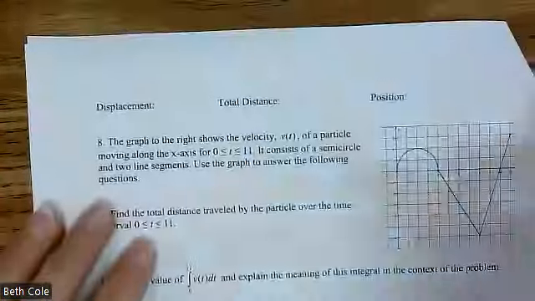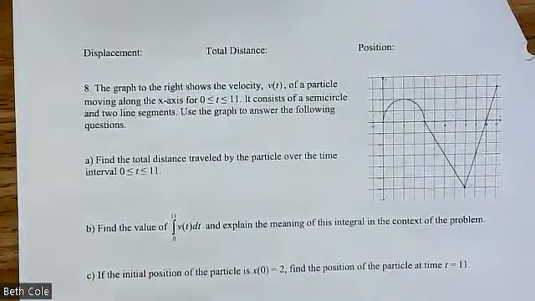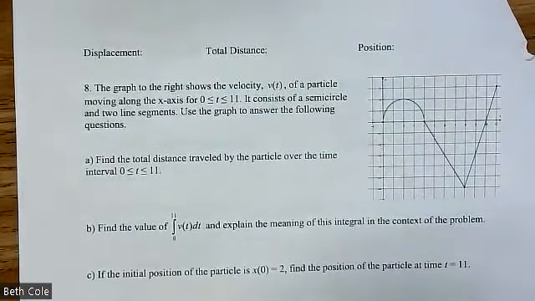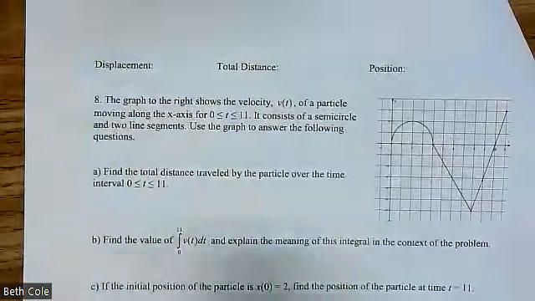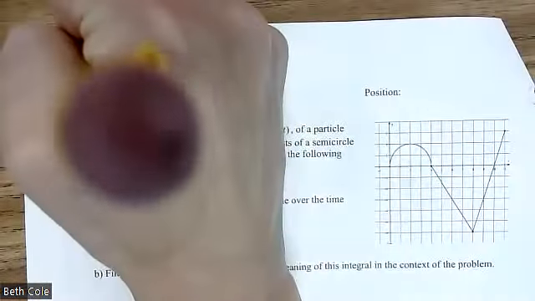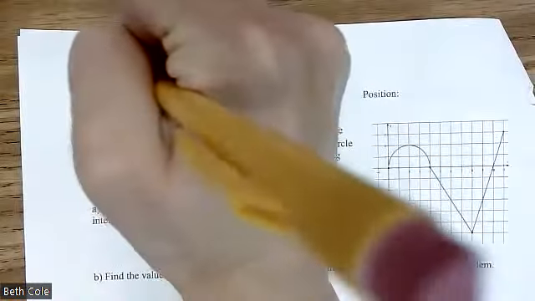Okay, here's where we get into what's technically particle motion. It's the exact same thing that we've just been doing. The only difference is they use different vocabulary. They call it velocity for a derivative and acceleration for a second derivative, okay? And then we have these things, displacement, total distance, and position. Displacement is your integral from A to B of your velocity.